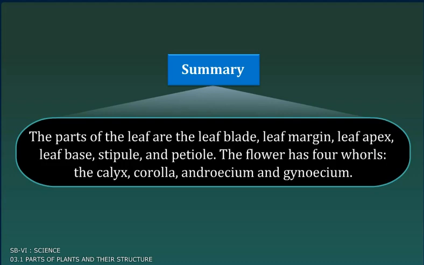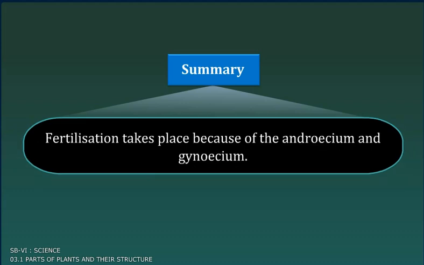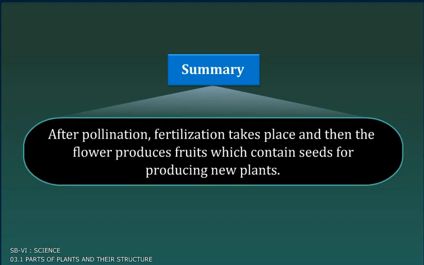The flower has four parts: the calyx, corolla, androecium and gynoecium. Fertilization takes place because of the androecium and the gynoecium. After pollination, fertilization takes place and then the flower produces fruits which contain the seeds for producing new plants.